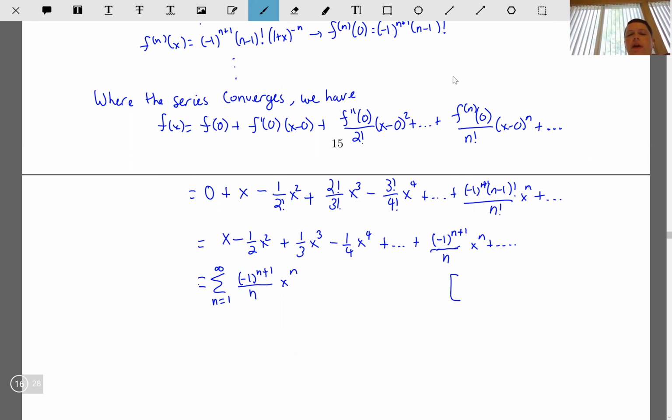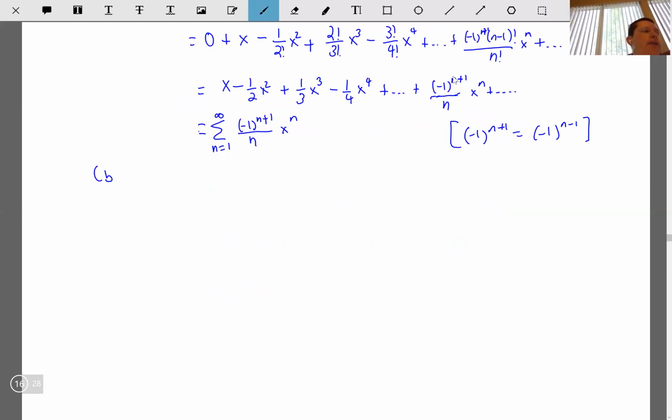So remember that negative 1 to the n plus 1 and negative 1 to the n minus 1 are the same animal. B, let's find the convergence.